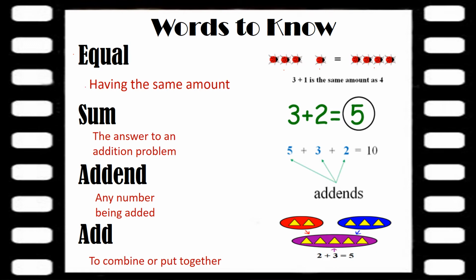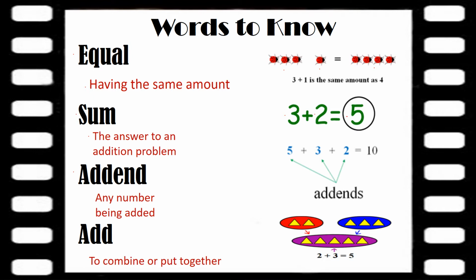Our next word is sum. Sum is the answer to an addition problem. Now this word sum is different from S-O-M-E, some, like I'm going to go get some cookies to eat. This sum is a math word that means the answer to an addition problem. Over in our example, we have 3 plus 2 equals 5. 5 is our sum.